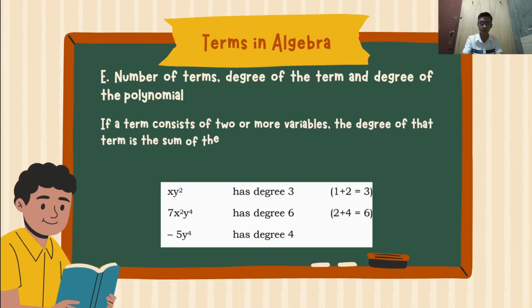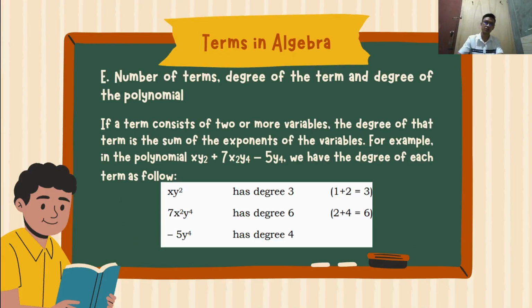Now, if a term consists of two or more variables, the degree of that term is the sum of the exponents of the variables. For example, in the polynomial xy squared plus 7x squared y raised to 4 minus 5y raised to 4, we have the degree of each term as follows. So this is the solution. xy squared has a degree of 3. Why is that so?